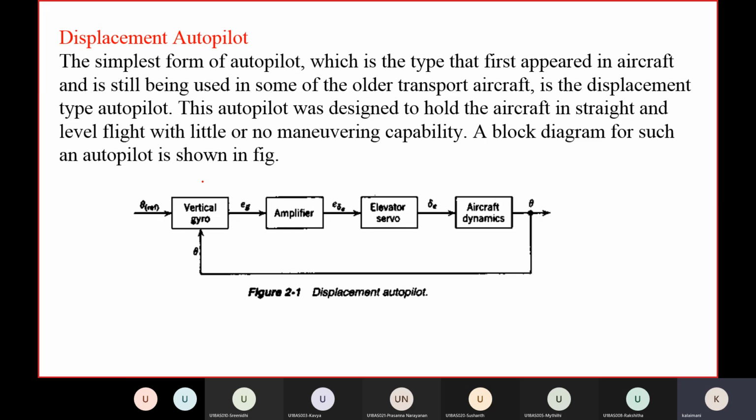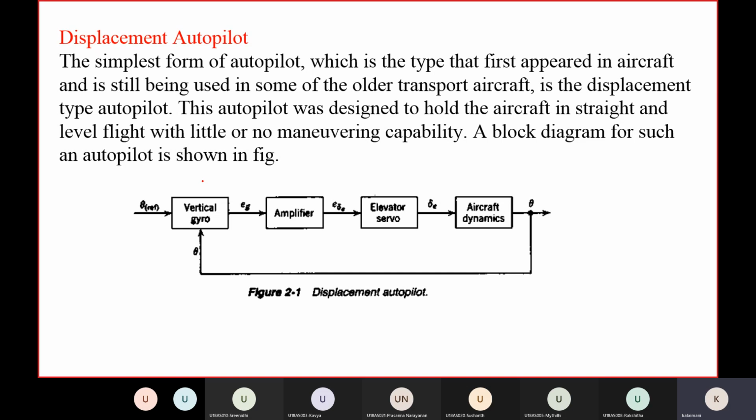This type of displacement autopilot is to hold the aircraft in steady and level flight. So once the pilot engages the reference altitude, the reference is aligned, then this autopilot will be engaged to maintain straight level flight. Straight level flight means the aircraft moves with constant velocity as well as constant altitude. So this is called steady level flight. This autopilot is mainly used to hold steady level flight.